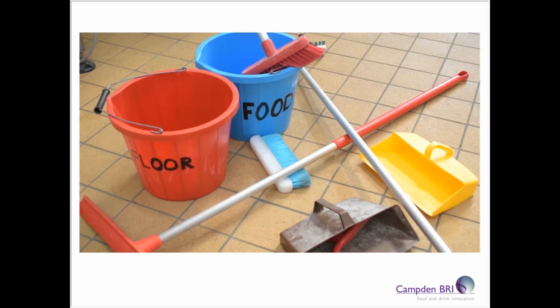You can see this is a bit haphazard. There is colour coding used in this particular instance. However, red is floor and blue is food, and the food brush is sitting on the floor and the dirty floor brush is sitting in the food bucket. So it's very important to keep them well controlled and maintained within your factory.